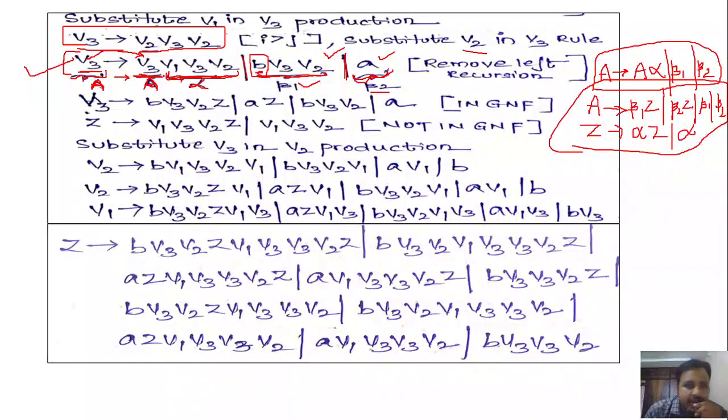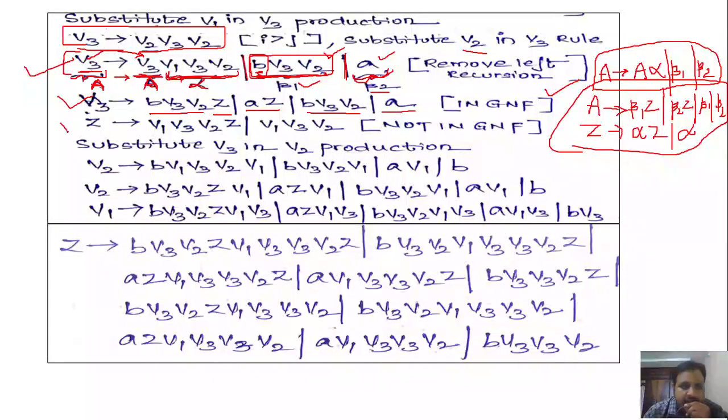So let us see here. First we write A, and A is nothing but V3. So V3 denotes, what is the first one? Beta 1. What is the beta 1 value? This one, B V3 V2. So B V3 V2 Z, beta 1 Z, we have written, right? Next, beta 2 Z. What is beta 2 here? Small a. So small a Z. Next we write beta 1, which is B V3 V2, and next beta 2, which is small a, right? If we write the production rule in this format, it automatically comes into GNF, right?